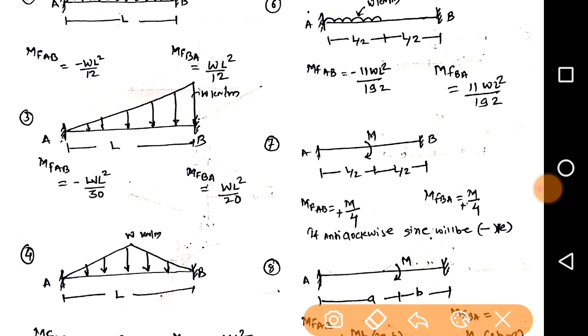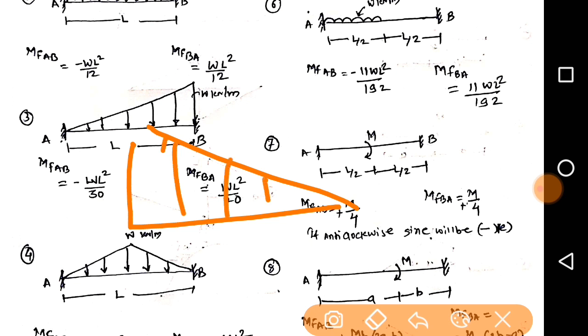So remember how to remember the formula. WL square divided by 30, WL square divided by 20. First will be the negative moment, second will be the positive moment. These things we have to remember. But where will the dividing factor be more? When the apex point is there, the dividing factor is more. When the base is there, the dividing factor is less.